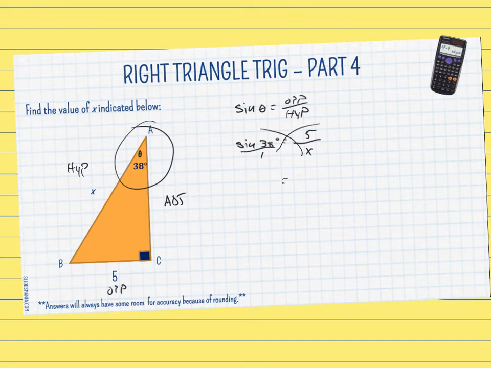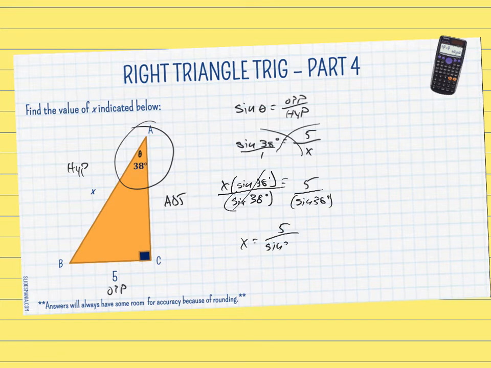So if I take this 1 times this 5, what I get is a 5. And if I take this x times the sine of 38, well, I get x times the sine of 38 degrees. Next, to get this x by itself, I'm just going to divide by the sine of 38 degrees. So my value is x equals 5 over the sine of 38 degrees. Now this would be a final answer, except if I said that this missing side of my hypotenuse is 5 over the sine of 38, that wouldn't make much sense.